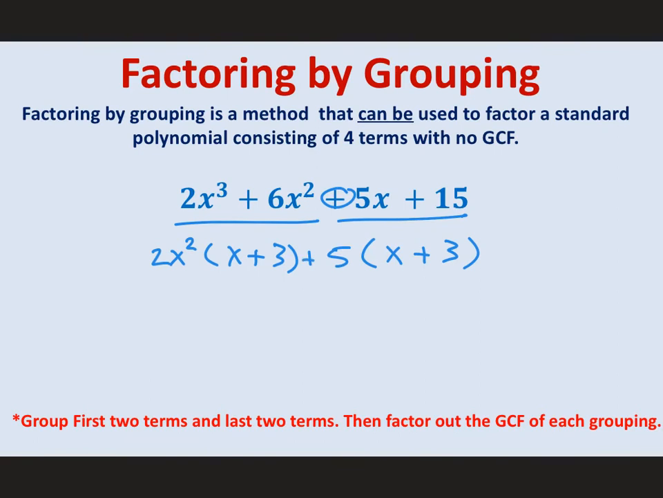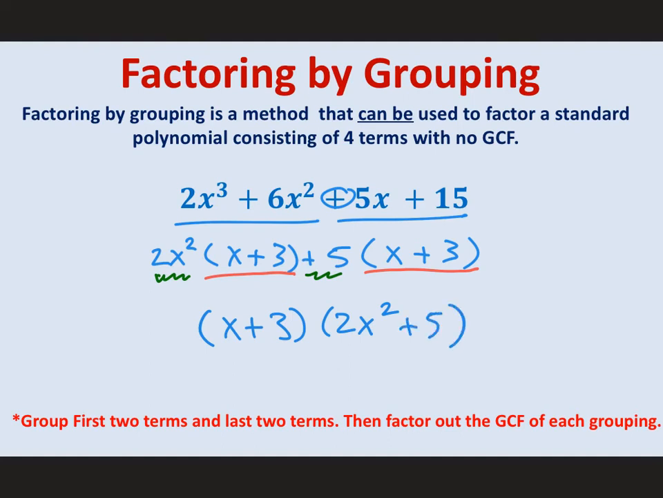We now have 2 pieces here, 2x squared times this parentheses, and 5 times this parentheses. Well, what do you notice is that that parentheses is the same. It's our new common factor. So we can go ahead and we can pull that out. X plus 3 gets pulled out. And then we say, well, what did we have left over? Well, once I pull the x plus 3 out of this part, I'm left with a 2x squared. And what's left over is a plus 5. So I can go ahead and put a plus 5. So here is my fully factored problem, x plus 3 times 2x squared plus 5.